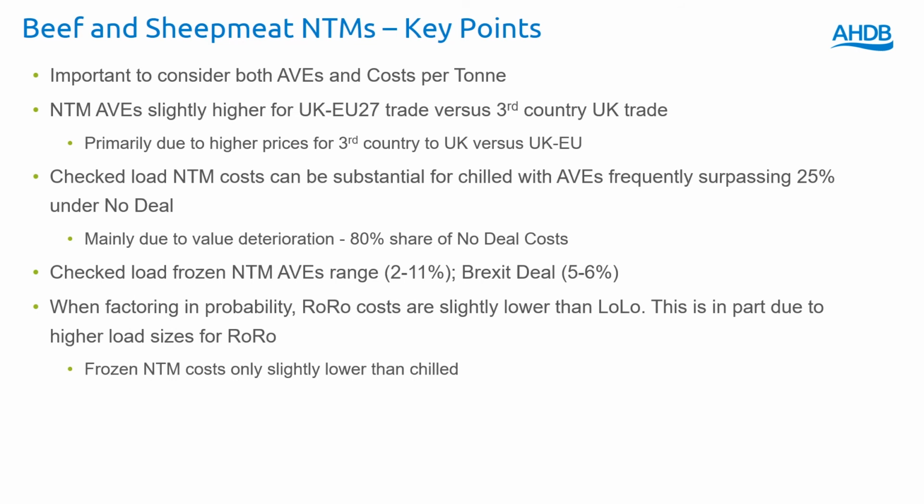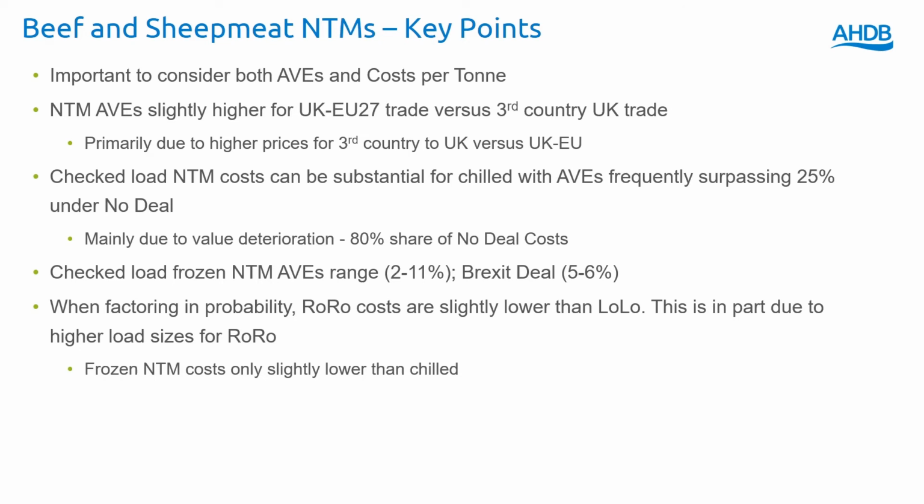And in terms of probability, when we start to look at it, you'll see that roll-on, roll-off costs are slightly lower than some of the lift-on, lift-off costs. This is primarily due to differences in load weights in the study. Roll-on roll-off was 18 tonnes per load, lift-on lift-off was at 14 tonnes per load. So when you apply the NTM costs to that smaller load, they become more in percentage terms overall. So just worth bearing that in mind.